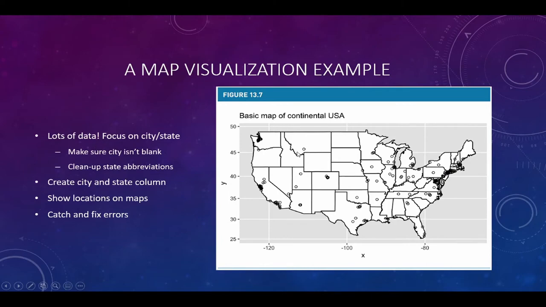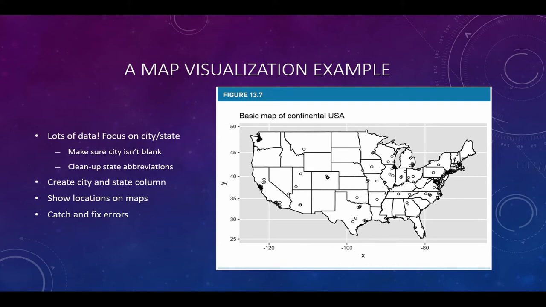So here we've got lots of data points going on in our map, okay? So what we want to do is make sure that a city isn't blank, because if a city has no name, it's not going to be reflected on the map, okay? We want to clean up some state abbreviations. Say you've got 2 different abbreviations for the same state. You want to make sure that if it says Nevada, it's NV as opposed to NEV, because we want to make sure we're in the same place.